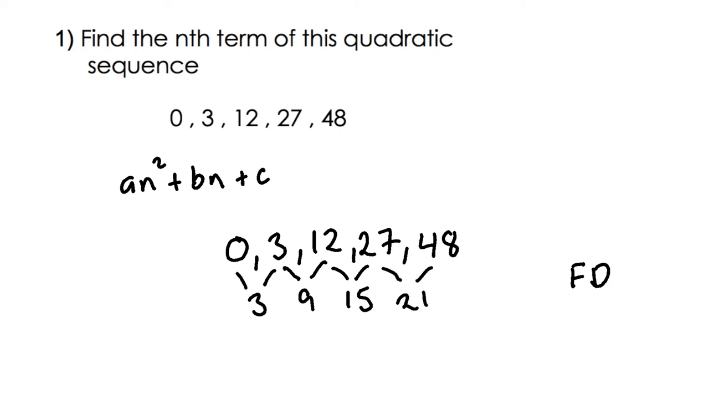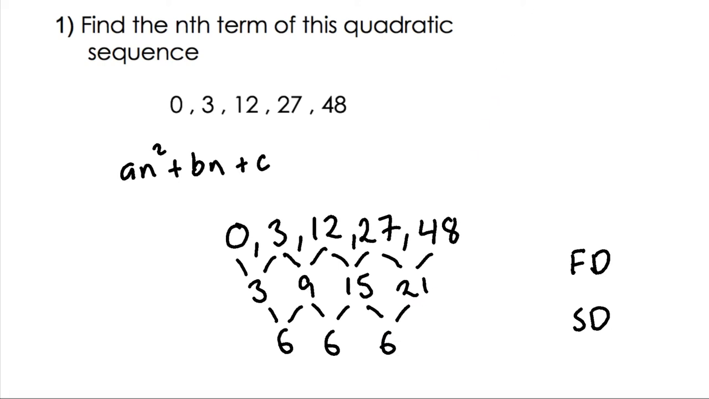Now I need to find the second difference, SD. Difference between 9 and 3 is 6. 15 and 9 is 6 again. And 21 and 15 is 6. The second difference is 6. To find the value of a, we need to divide 6 by 2. So 6 divided by 2 is 3. Therefore, the value of a is 3.